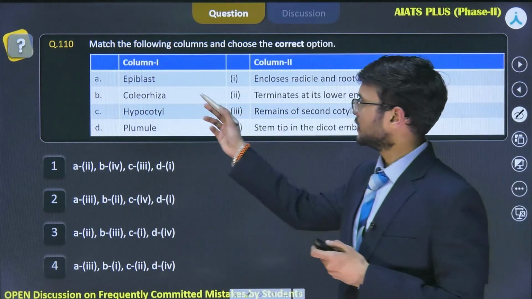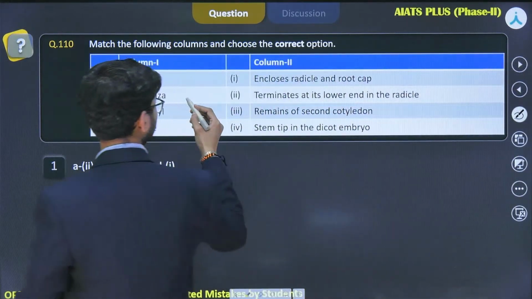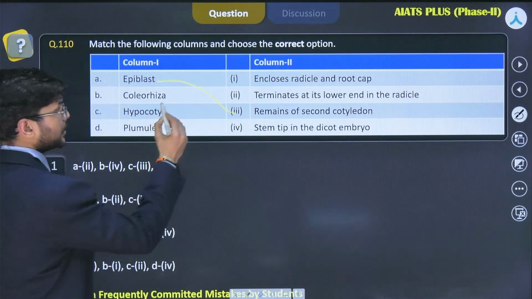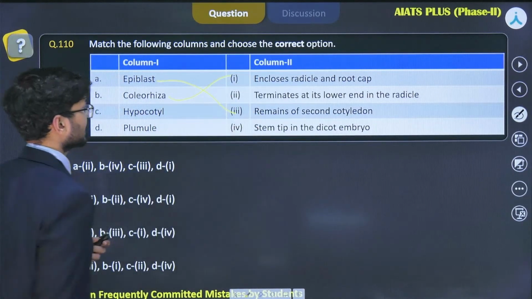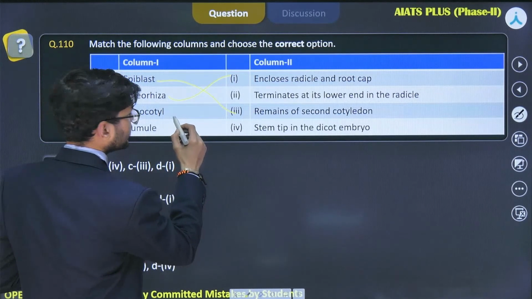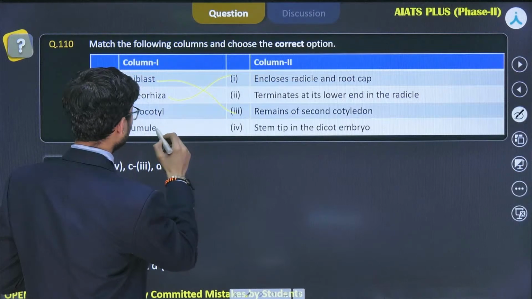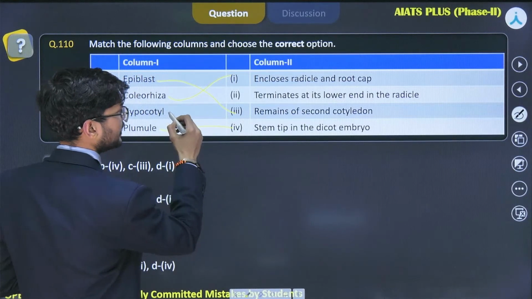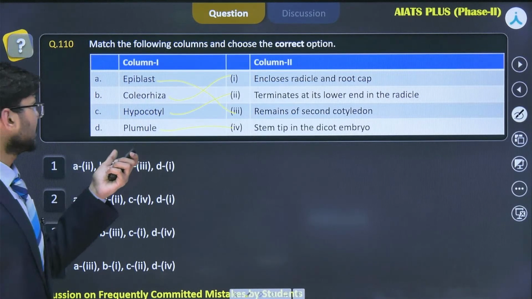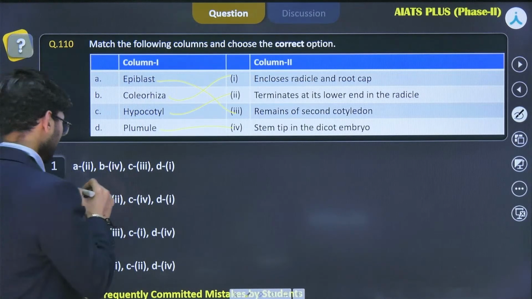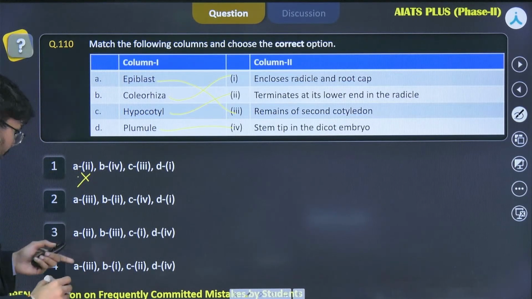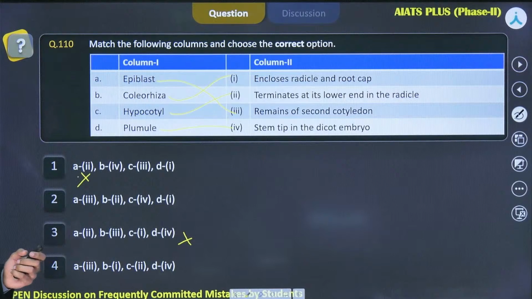Column 1 says epiblast is a remains of the second cotyledons. Okay, while the coleorhiza encloses the radicle and root cap. Hypocotyle is plumule stem tip. Okay, plumule is a stem tip and hypocotyle terminates at its lower end in the radicle. So here for A3 is matching. Okay, so this option is incorrect. For A3 is matching, so this option is also incorrect.